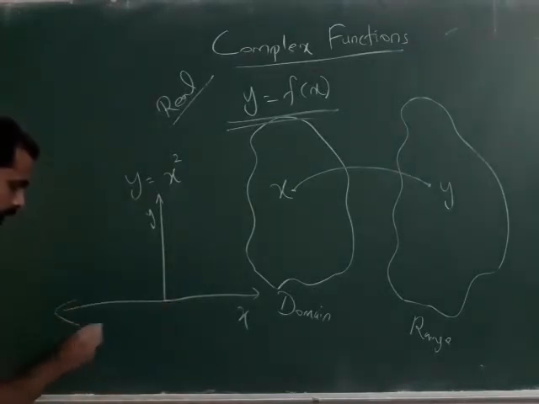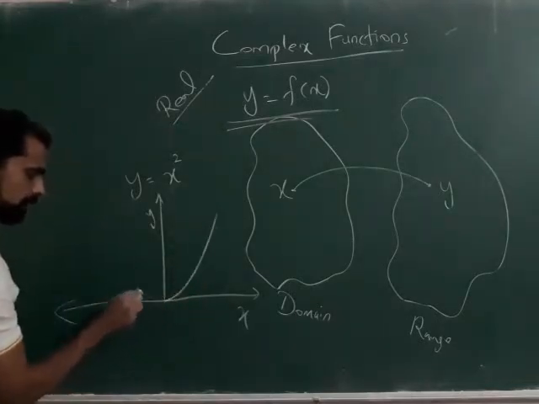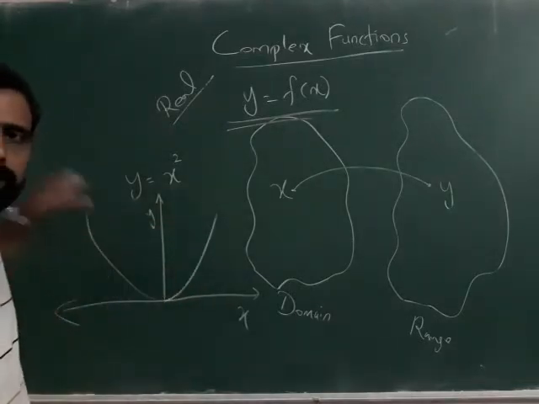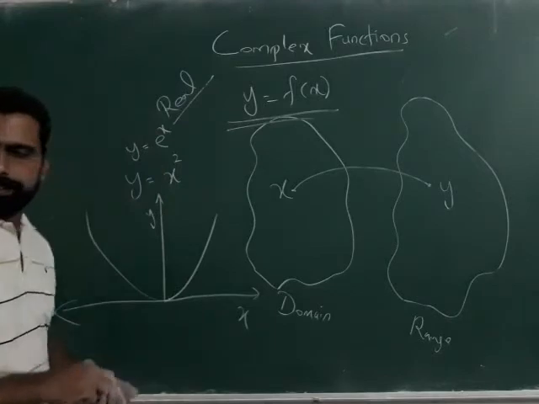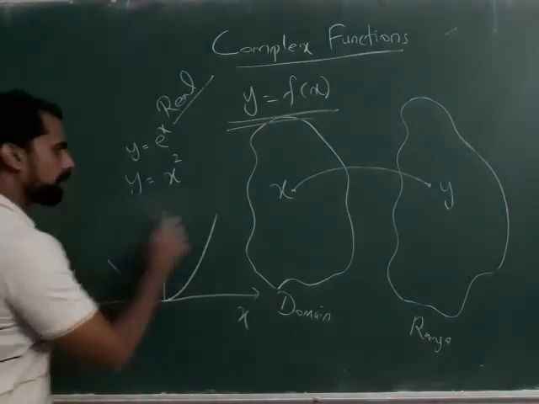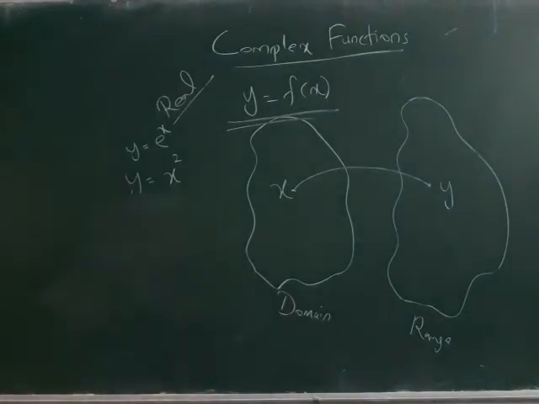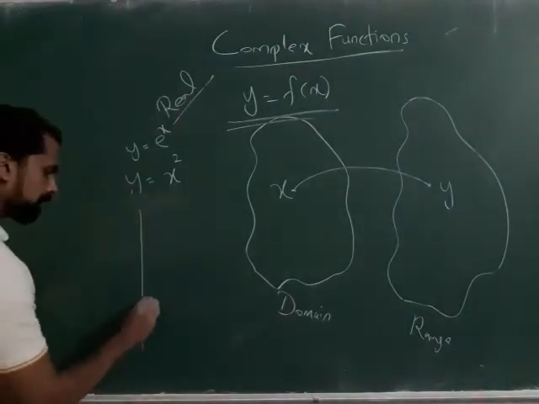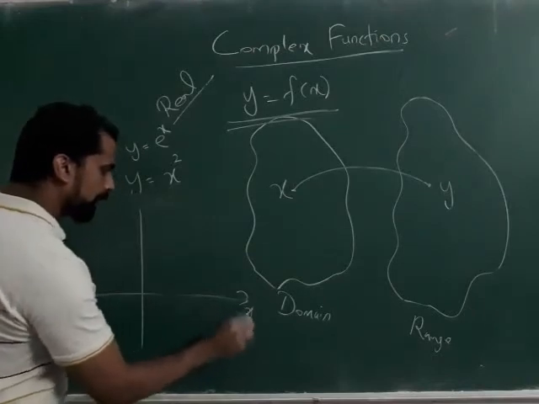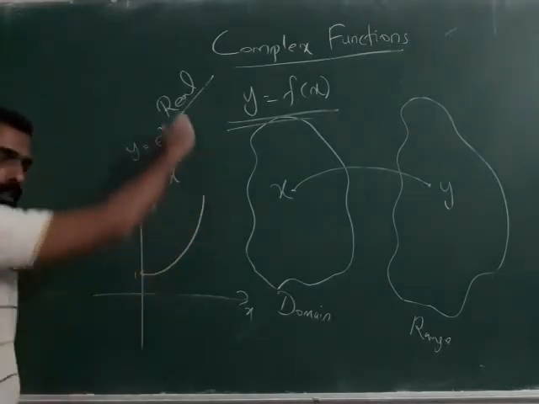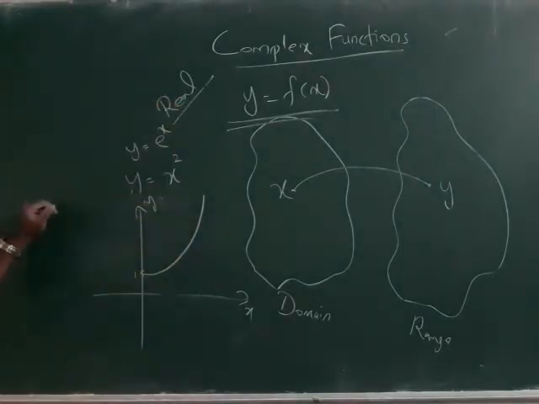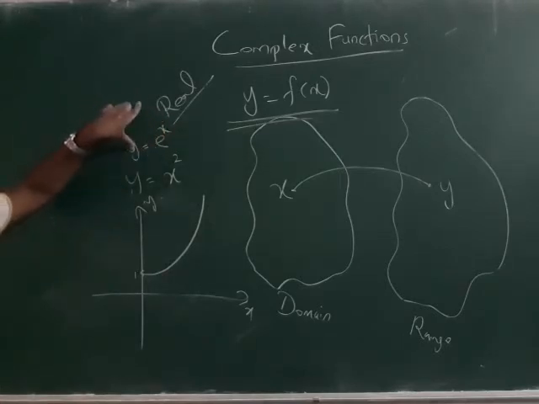So this will be somewhat like a harmonic function. If y is equal to e to the x, this is your x, and this is your y, then you will get something like this. So this is 1 and it increases exponentially. This is the situation in the case of real numbers and real functions.